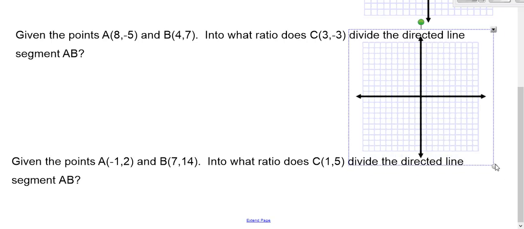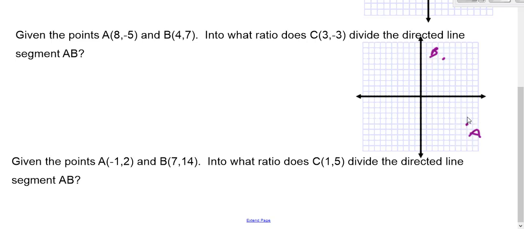So we'll do the same thing here. Plot A, which is 8, negative 5. Then we'll plot point B at 4, 7. So right off the bat, you could just figure out what the slope is from A to B or B to A. The order doesn't really matter. I'm going to start with A.